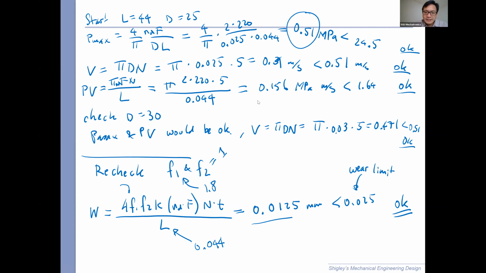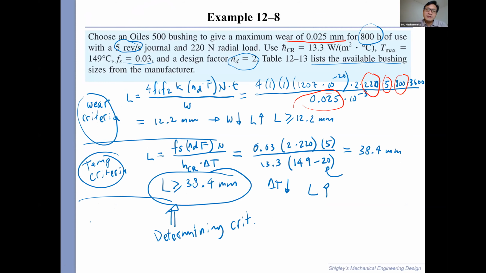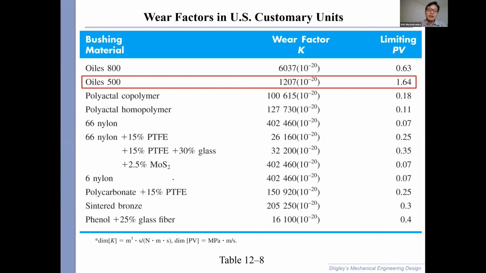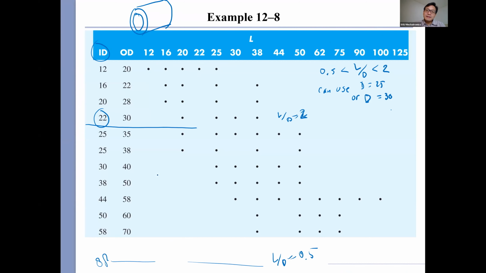Yeah. So that's the calculation. That's the design selection, right? First, we consider wear criteria and temperature criteria. We are actually determining length, because wear criteria and temperature criteria only affect length. We see our length.